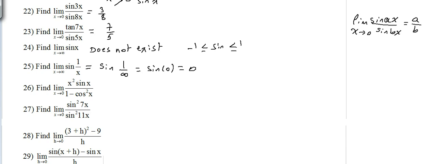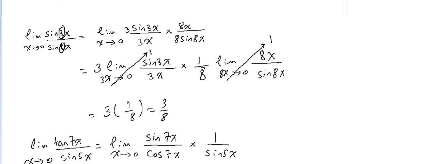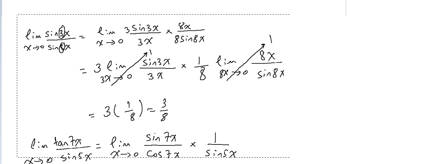Find the limit as x approaches 0 of x squared sine x over 1 minus cosine squared x. And this one is also very nice. Let's go down. I need more space to do it. x squared sine x over 1 minus cosine squared x.